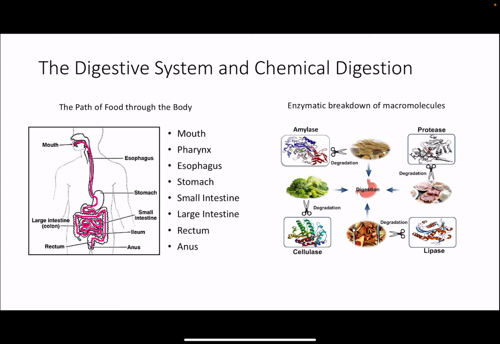So as food travels from the mouth to the pharynx and into the esophagus, amylase is secreted in the saliva and begins acting on carbohydrates to break them down there. The food then enters the stomach, and proteases are secreted there to digest protein. After being digested in the stomach, the food moves into the small intestine, where the enzyme lipase is secreted to help finally digest the fats.